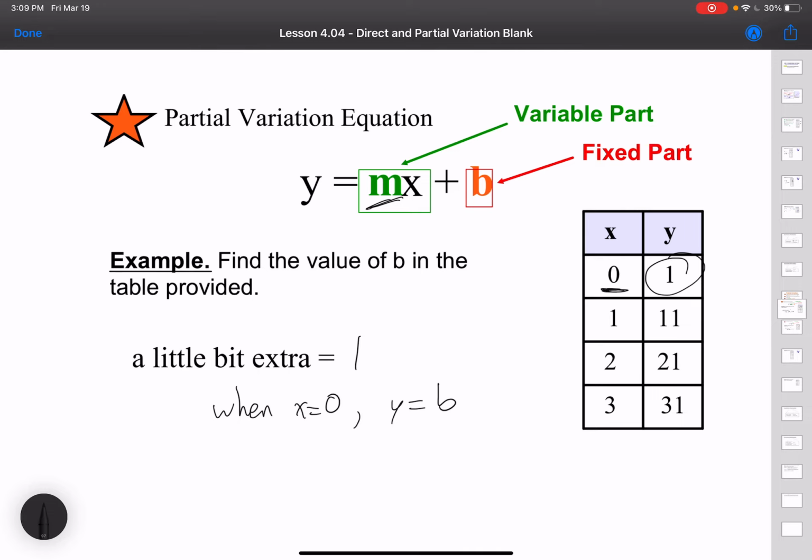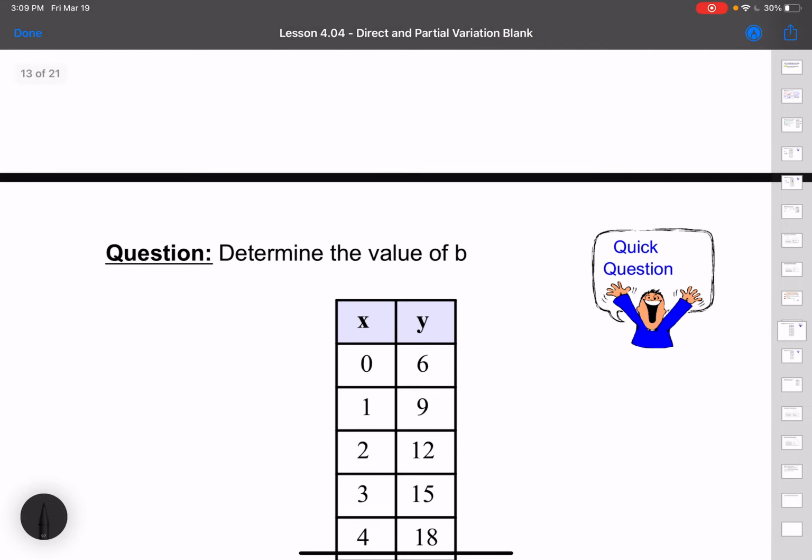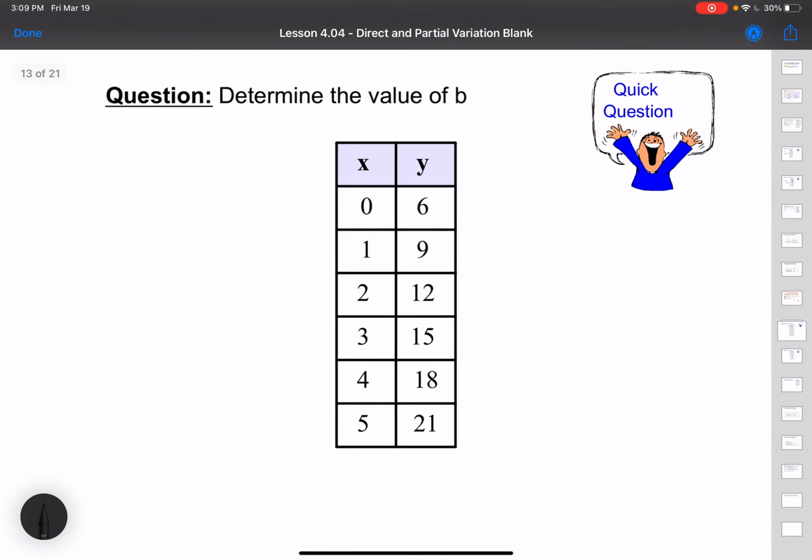All right, let's take a look at another one. Try this one out on your own first. Okay, and so remember that when x is equal to 0, y equals b, so we'll just use that. That means b is actually just equal to 6, because y is 6 at x equal to 0.